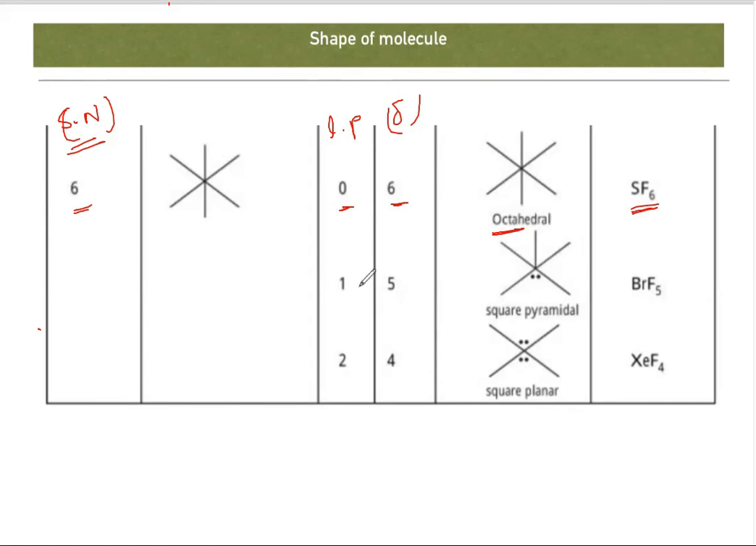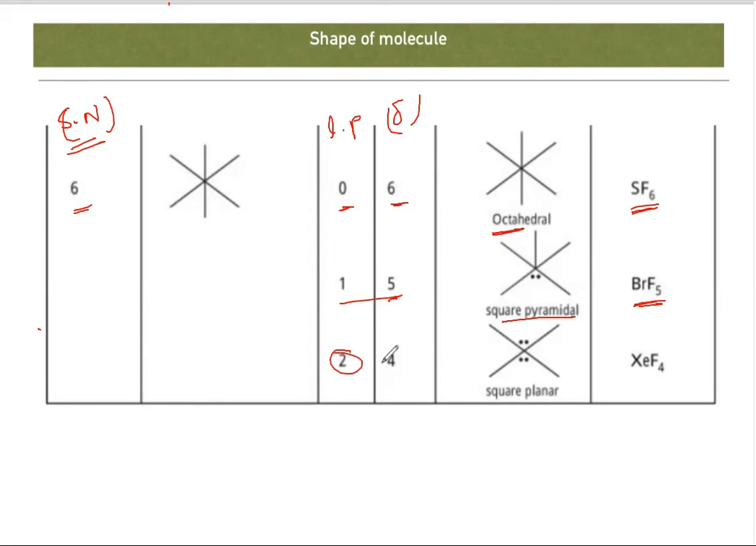Next one, increase 1 lone pair. So 1 lone pair is increased, sigma bonds are 5. The total steric number remains the same. So the shape of this molecule is square pyramidal. Example is BrF5.